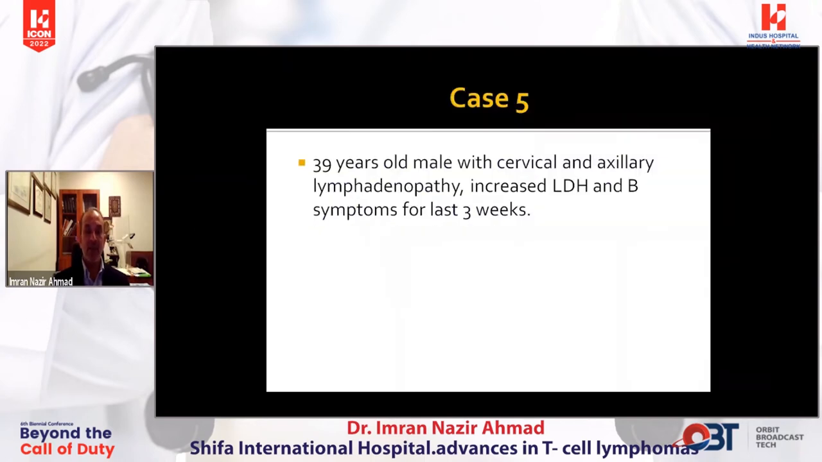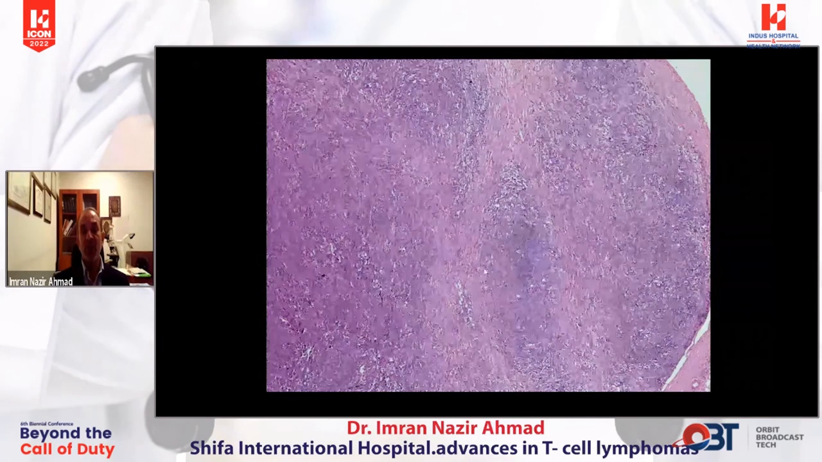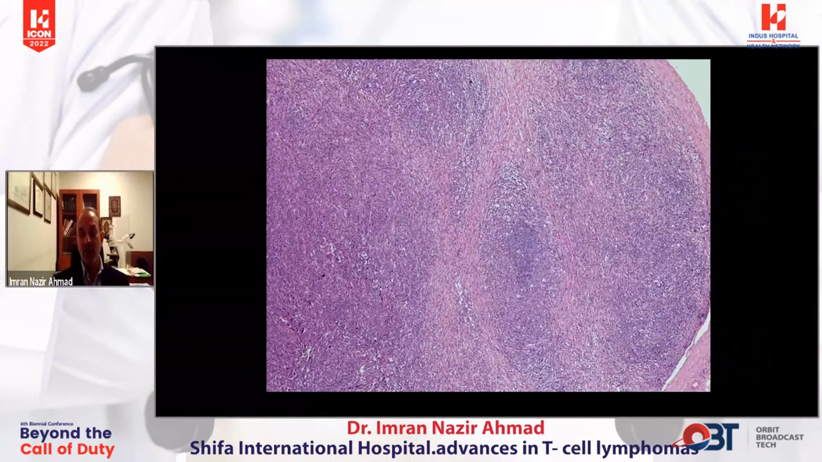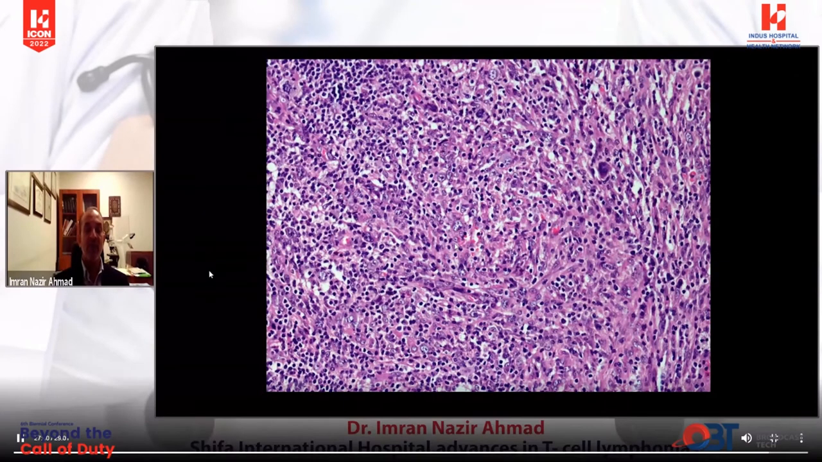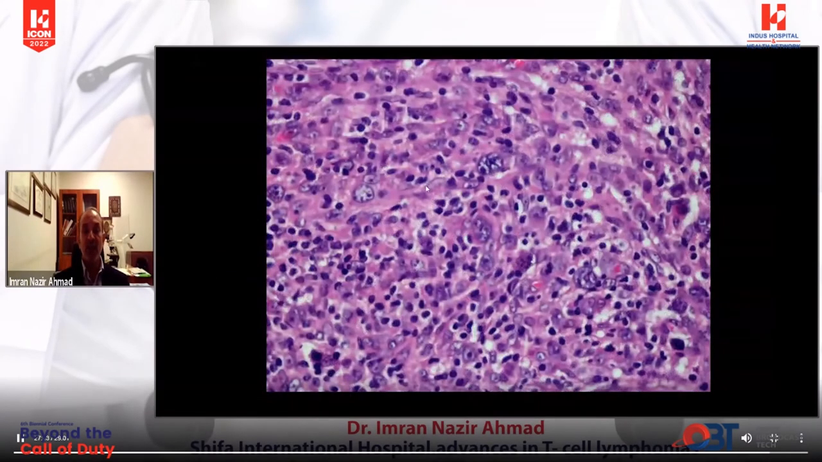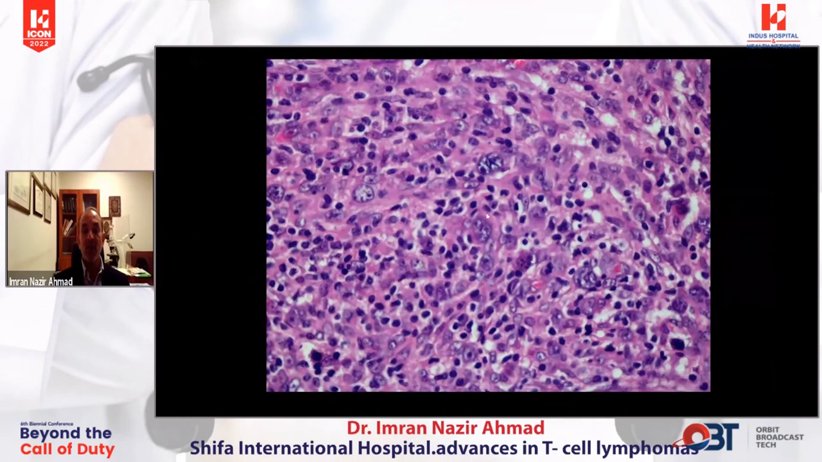This is my last case, then I will finish over here. This was a case of a 39-year-old with cervical and axillary lymphadenopathy. Patient had increased LDH and B symptoms for the last 3 weeks. You can see different large nodules effaced by scattered larger cells. Some of them look like Reed-Sternberg cells, mummified cells, with a background full of mixed inflammatory cells. You can see RS-like cells, but over here, this is most close to hallmark-type cells, but with an abundance of inflammatory background.